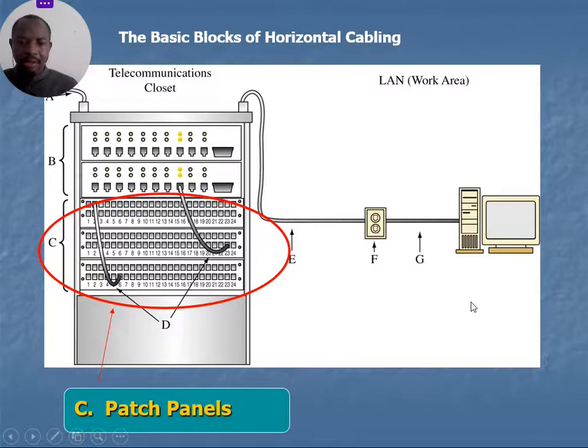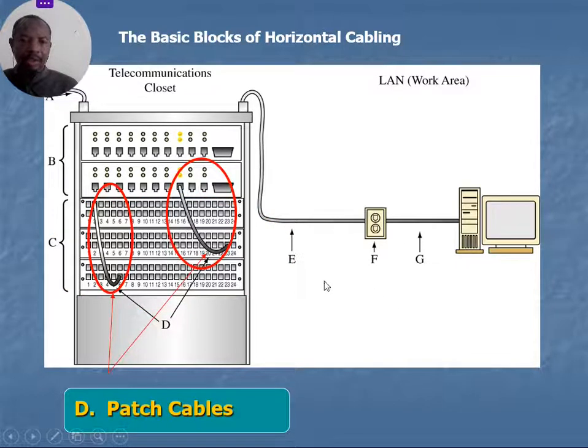Now we go to the D part of it, which is called the patch cables. What you use in linking are patch cables. You remember we said these areas are patch panels, and you need patch cables to link from the switch to the patch panels. You need patch cables to link from one horizontal point on the patch panel to another horizontal point on the patch panel. You need a patch cable.